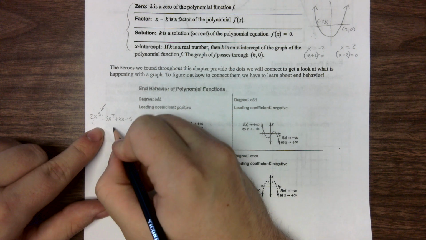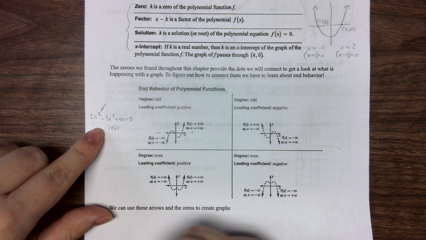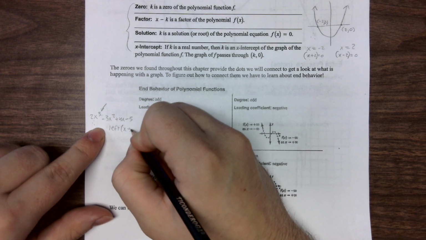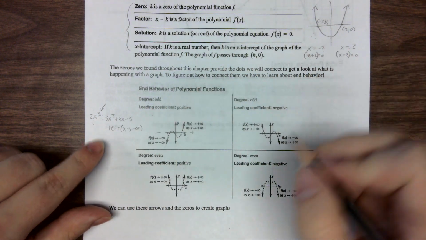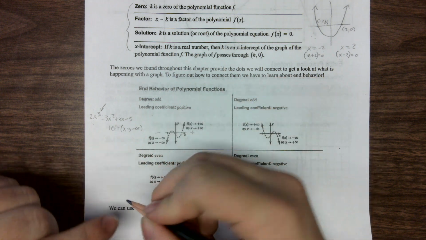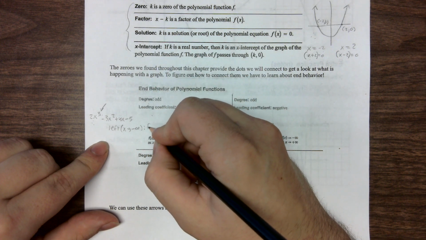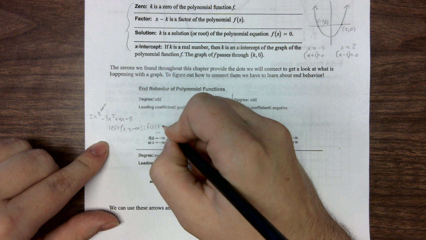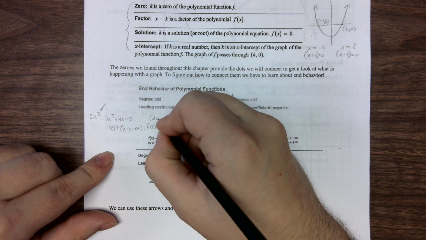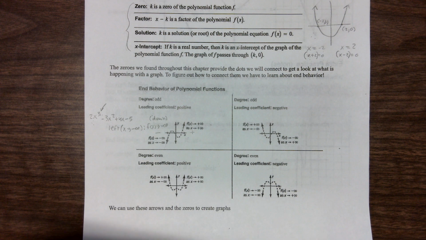negative infinity. So we could say as we go left, as we go left towards x equals negative infinity, our y value, we're going to say f of x, is going to approach negative infinity as well. We could also say it's going down. It's going to go towards negative infinity, so it's going down.